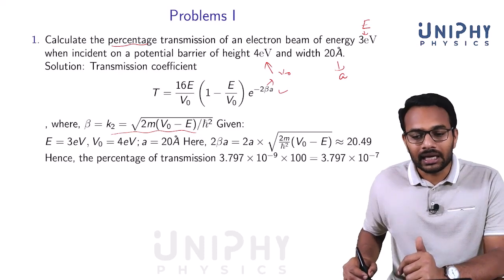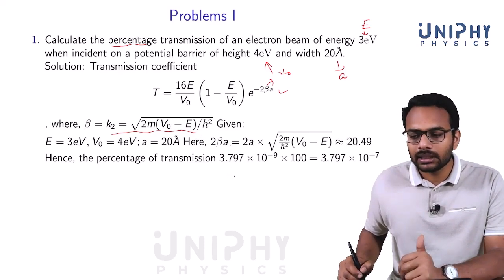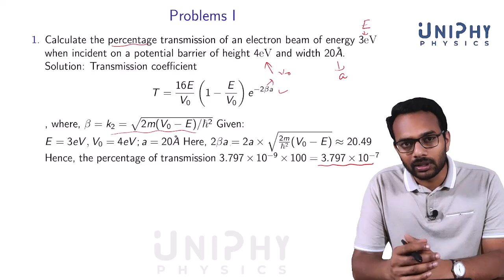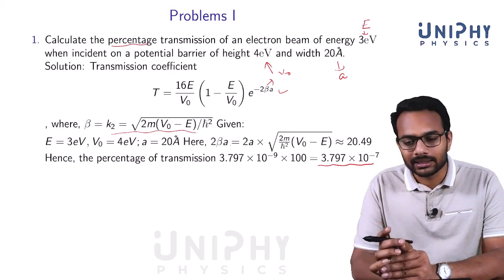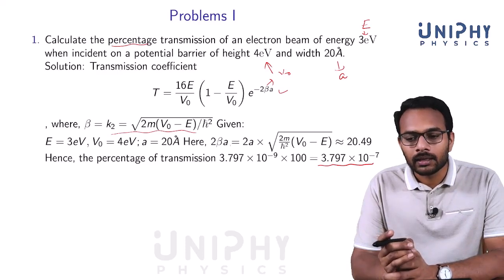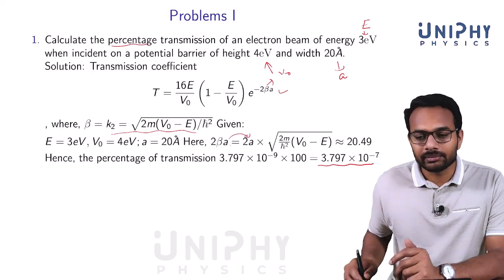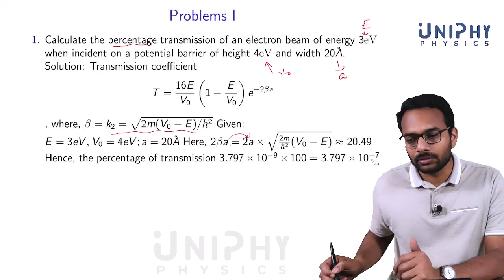We are asked to find the percentage of transmission, so we multiply by 100 here, and we see that a very small percentage of particles will actually get transmitted to the other side. You can do this calculation. We first calculate 2 beta A, then substitute it in here, and use the calculator to do this.